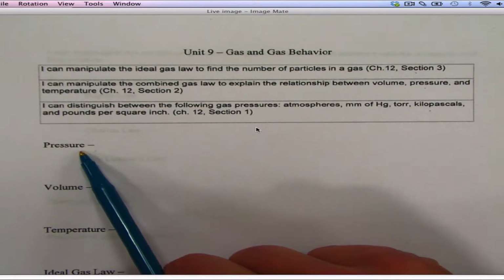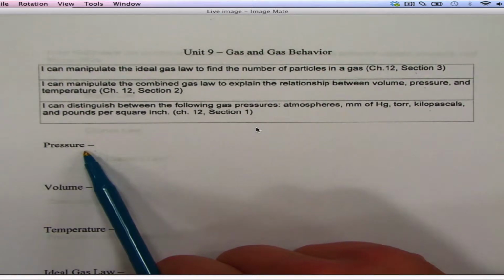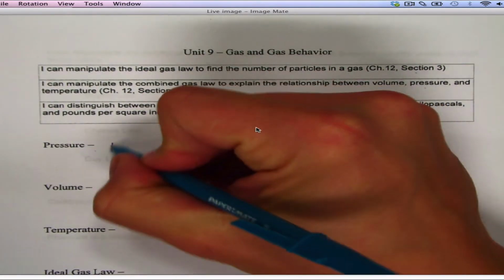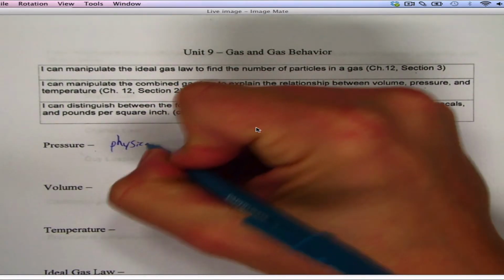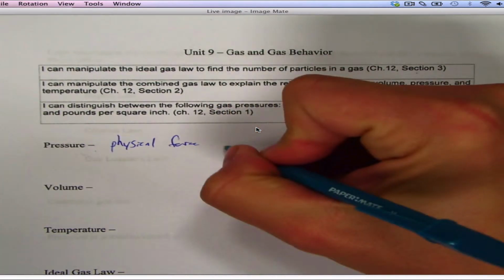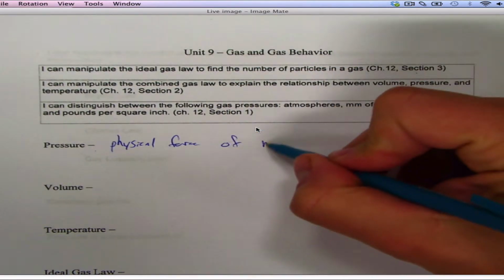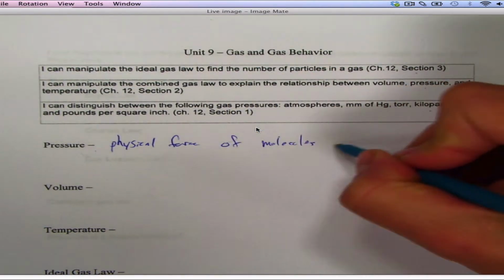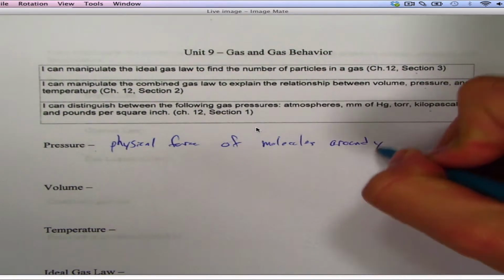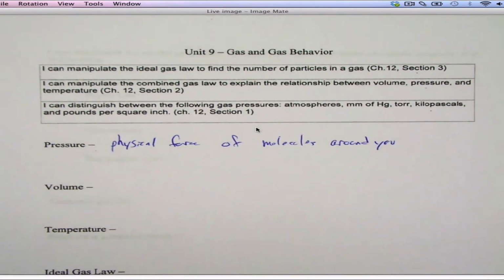All right. However, if you go in a plane, there is less pressure because the higher up in the atmosphere you go, the fewer molecules there are, therefore the less pressure, the less physical force they apply on you. And with less pressure, your ears want to pop. All right. So this is the physical force of the molecules around you. I love my handwriting. You can like it too.